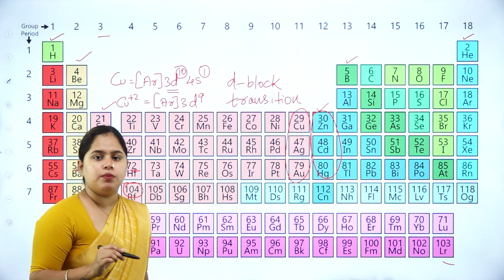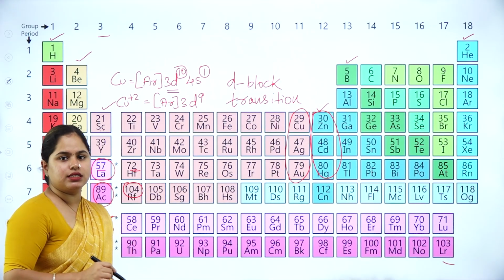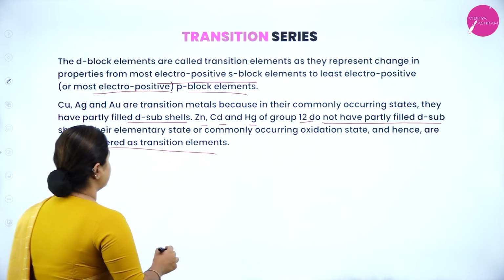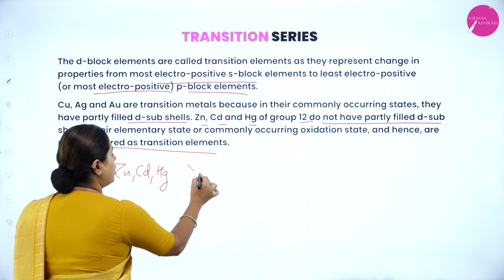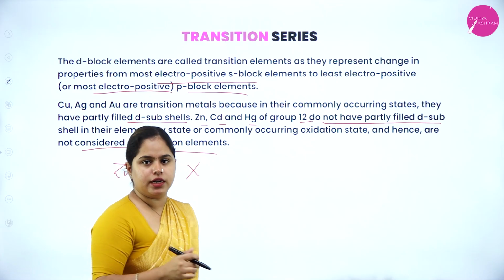Now this is very important. They are an exception. Rest all the d block elements are considered as transition elements, but the group 12 elements, that is zinc, cadmium and mercury, are not considered as transition elements because they have a completely filled d orbital.